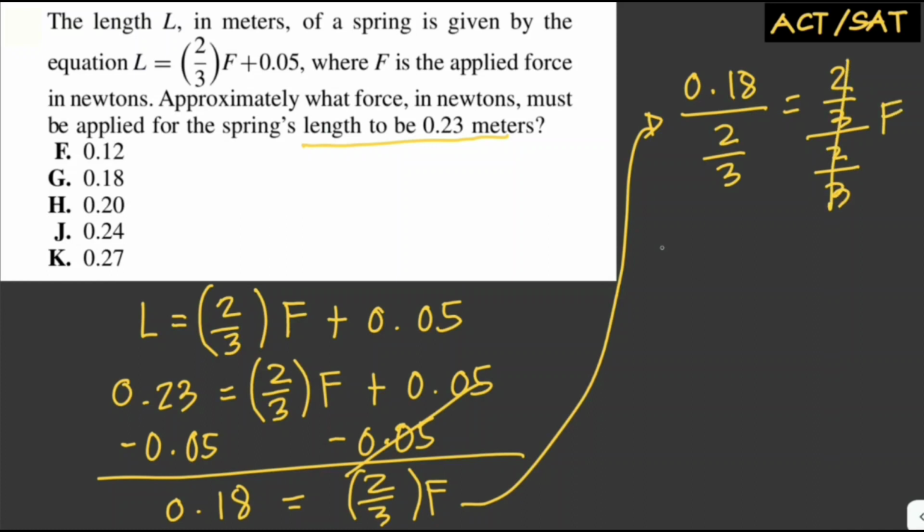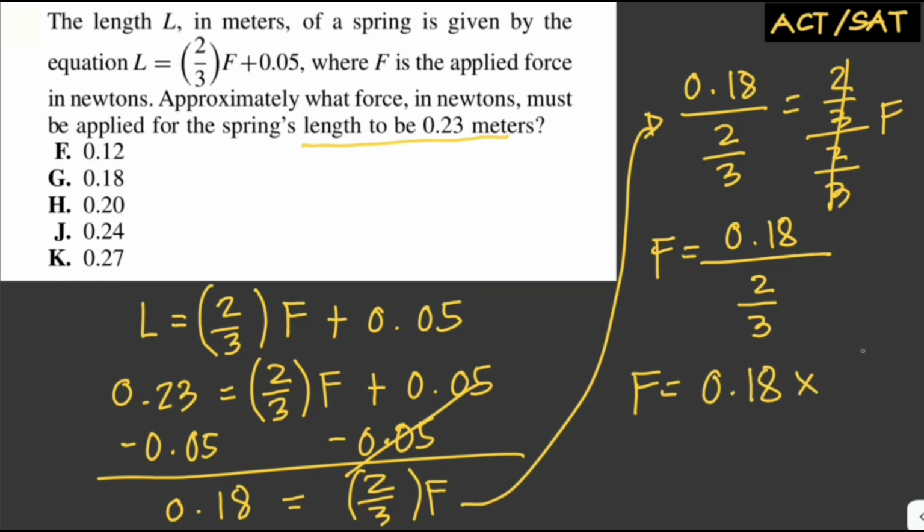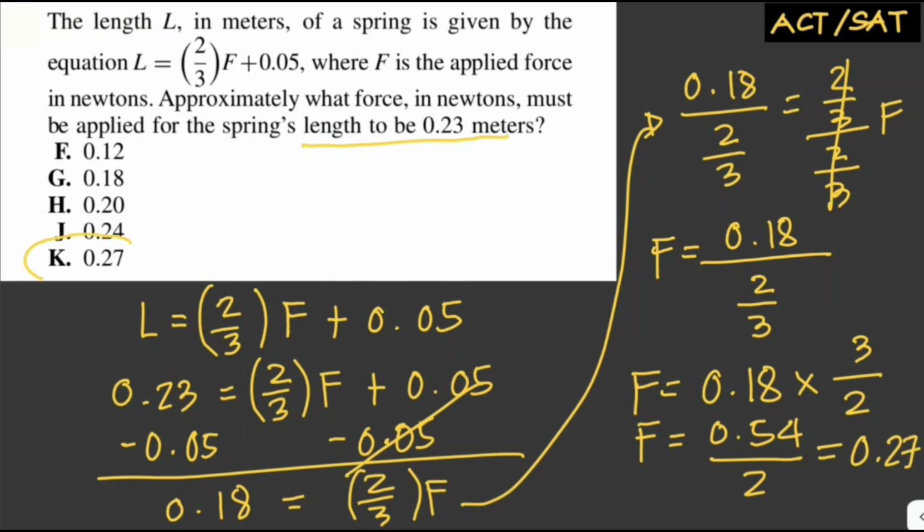This cancels out. So our F is just equal to 0.18 over 2/3, or F is just equal to 0.18 times 3/2. So this is just equal to 0.54, because 0.18 times 3 is equal to 0.54, divided by 2. Therefore, the value of F is just equal to 0.27. So the answer here is letter K.